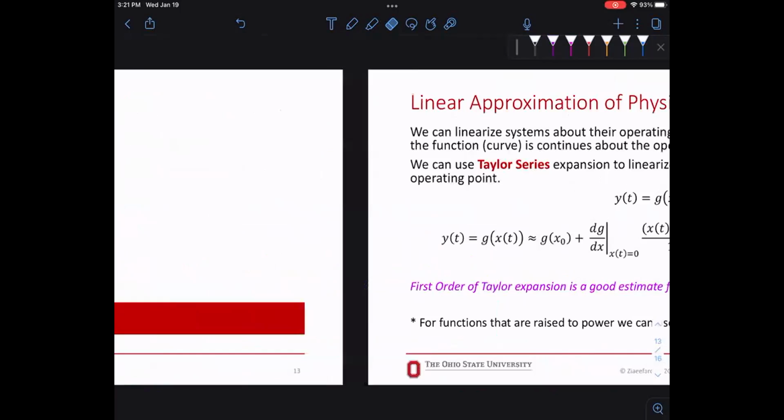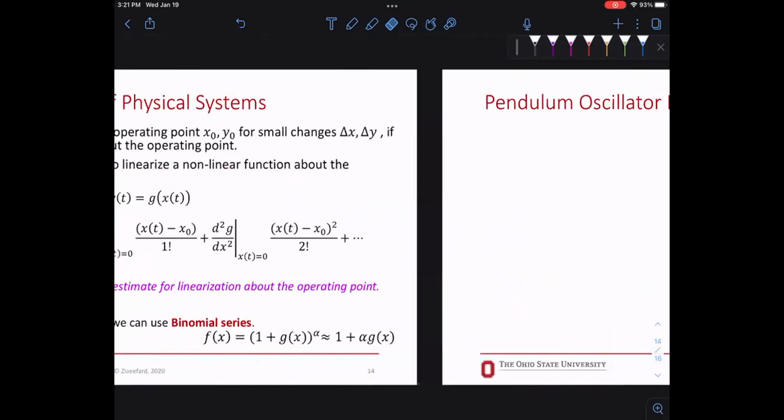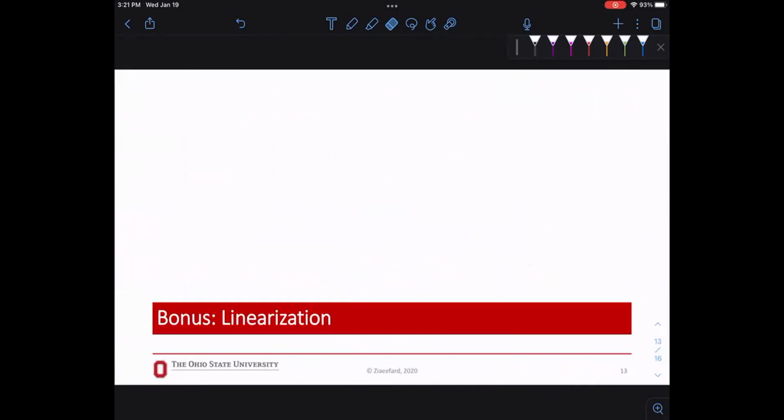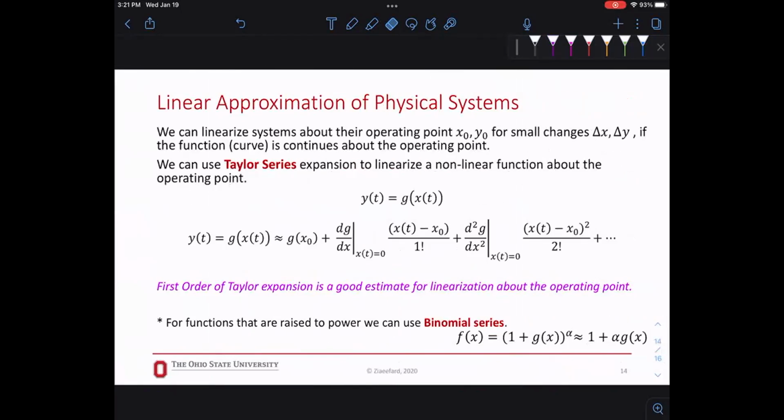Okay. So for this part, the bonus part, I'll talk about it if we had time. The bonus part is about linearization. So if you have a nonlinear system, what do we do to it? So it becomes linear and we can use it. All right, so I'll talk about it if we have time today.